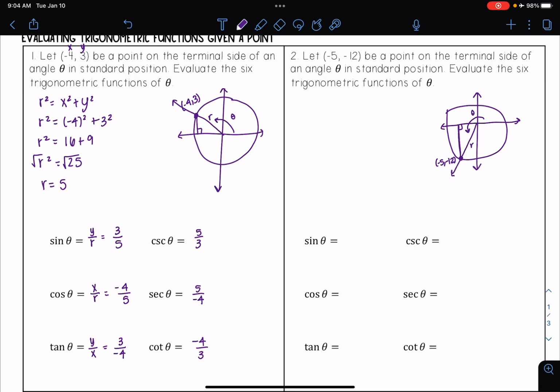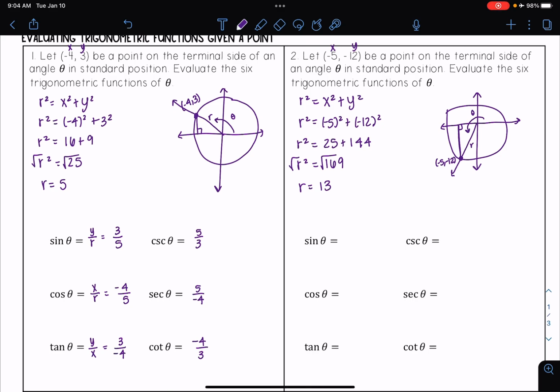And so I need to figure out what r is so that I can figure out my 6 trigonometric functions. Since I have a right triangle here, I can use the Pythagorean theorem to figure that out. And so I know that r squared is going to equal x squared plus y squared. Well, my x here is negative 5, and my y is negative 12. So I get 25 plus 144, and when I add those together, I get 169. And taking the square root, I get that r is equal to 13.